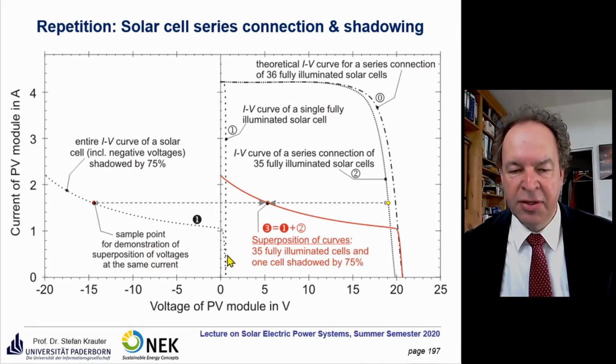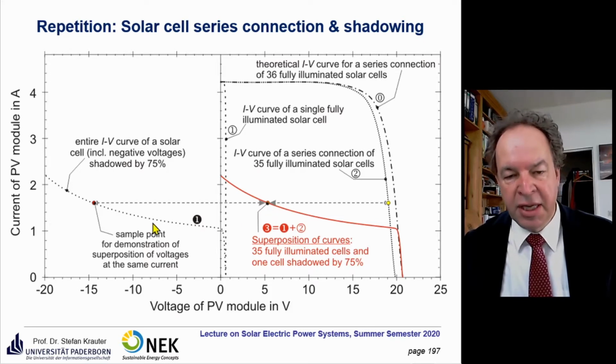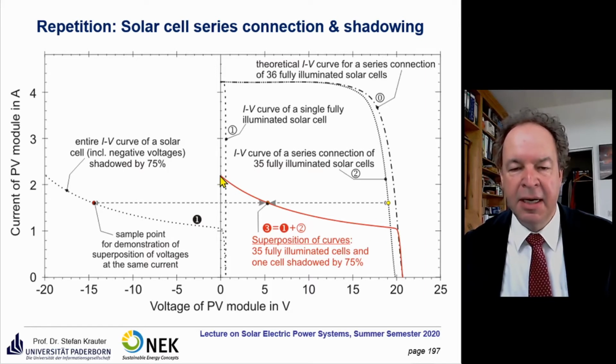This we don't find on the positive axis here because the current is so low, so we have to take into consideration the negative part of that IV curve, and then we find a point here, and together we come to that point. If we continue that for each of the points, then we come to this red curve, and this represents the IV curve of a module consisting of 35 illuminated cells and one cell with a leaf on it that shadows by 75%.